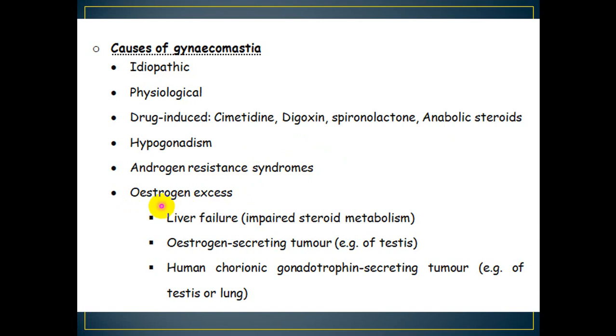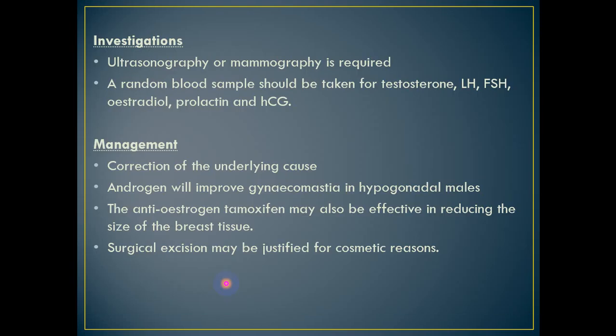Estrogen is normally metabolized by the liver. So in patients with liver failure, there is impaired estrogen metabolism, and estrogen will accumulate, and the ratio of androgen to estrogen will reverse, resulting in gynecomastia. That is why gynecomastia is common in patients with liver cirrhosis and chronic liver disease. Another cause of estrogen excess is an estrogen-secreting tumor from the testis, or a human chorionic gonadotropin-secreting tumor from the testis or lung.